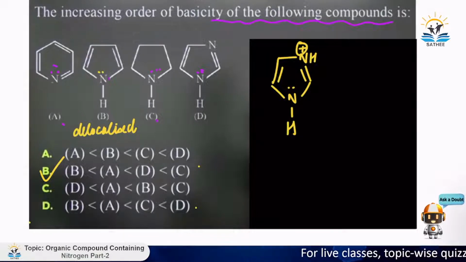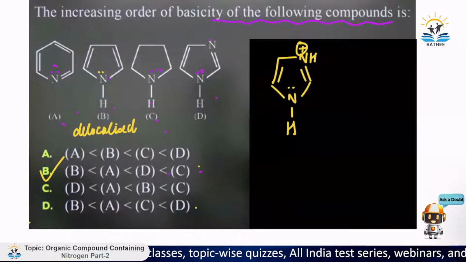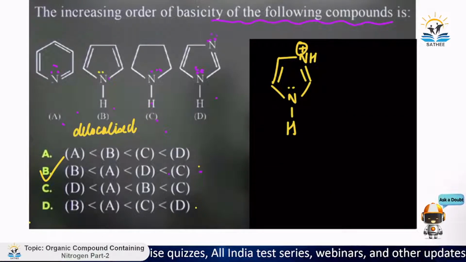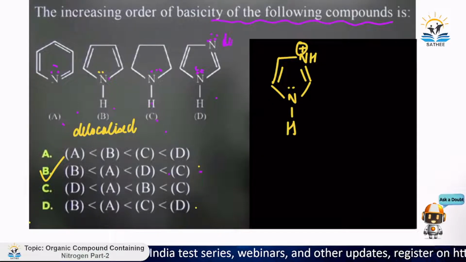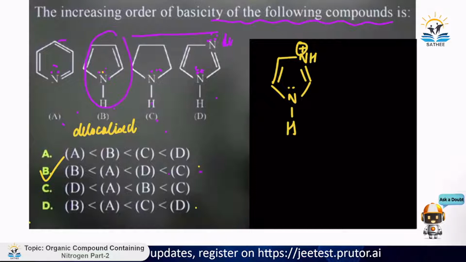So our C and A will be greater than B and D. Now, we have two nitrogen atoms here, sorry to say. One is involved in resonance and the other is free. That means it is also localized. So our B will be the least. That we know because it has delocalized and the rest are all localized. So B is the last.